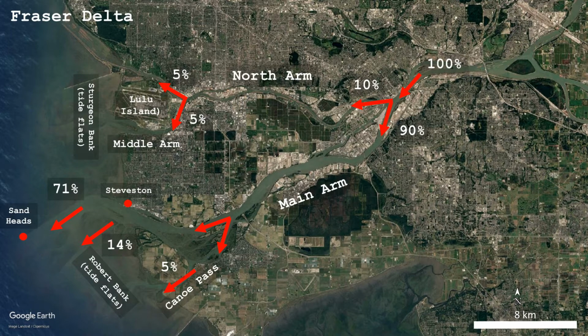The north arm then splits again into the middle arm and the north arm around Lulu Island. And the flow split there is about 50% goes one way, 50% goes the other. The main arm then splits again near the George Massey Tunnel and then goes into Canoe Pass. About 5% of the flow goes out to Canoe Pass. Of the remaining 85% of the flow in the Fraser River that goes down the main channel, about 14% of it flows out onto Roberts Bank, and 71% of it carries on down the river towards Sand Heads.